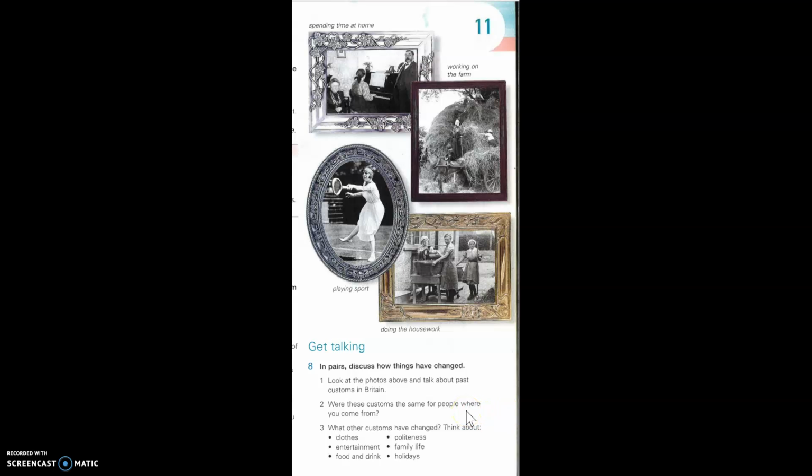Was it the same for people where you come from? All right. And then here, this could be a good set of prompts to provide scaffolding for a speaking task. What customs have changed? Now, as usual with a freer speaking task, you need to scaffold it. You've provided the language of used to. You might want to provide a model of what they can talk about. Provide some prompts, and there are some here.